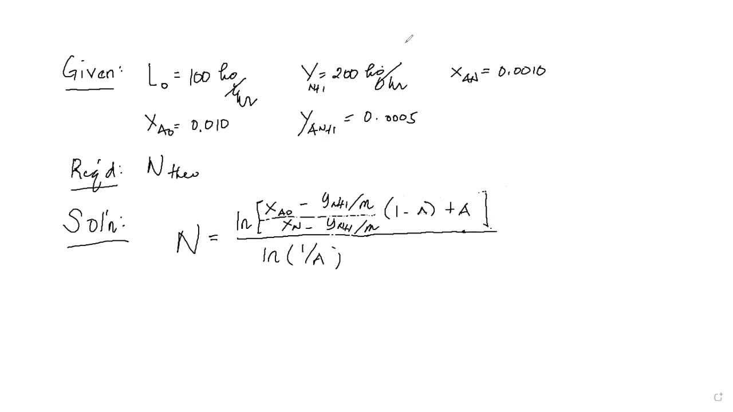Now, let's check what we have already. We have x sub A0, we have y sub n plus 1, and we have x sub An. So that leaves us, this will be our first equation, with the absorption factor to determine. That way, we will determine the theoretical number of stages. Take note also that in this absorption factor, there's a need for us to get the geometric mean of the absorption factor for both the dilute end and the concentrated end of our tower or our column.